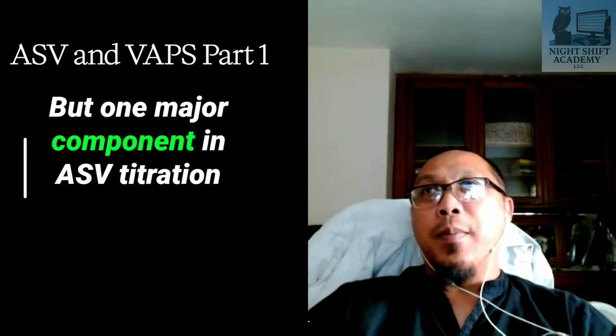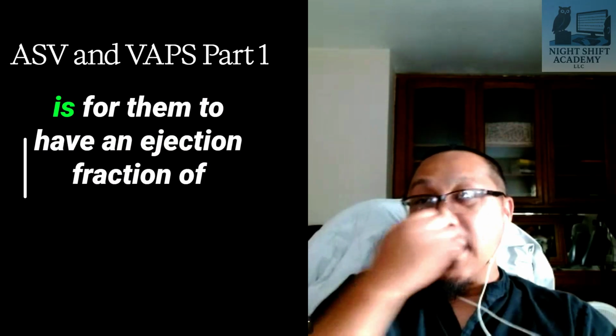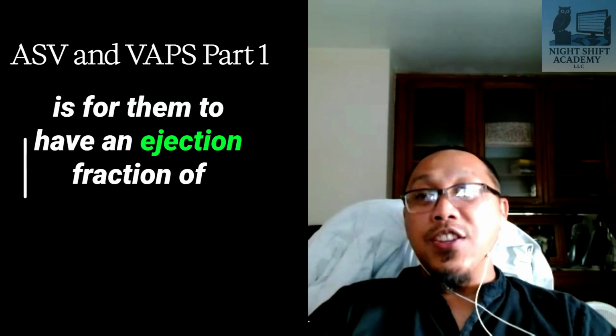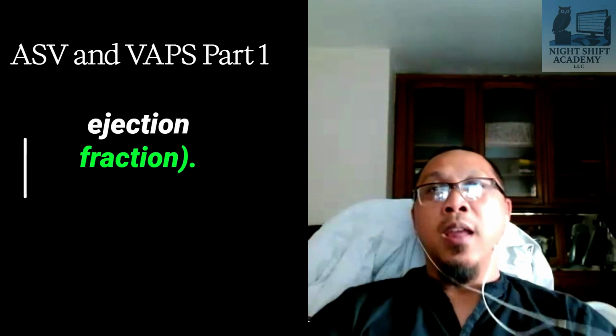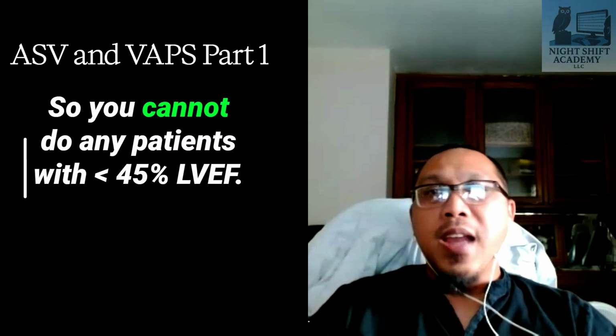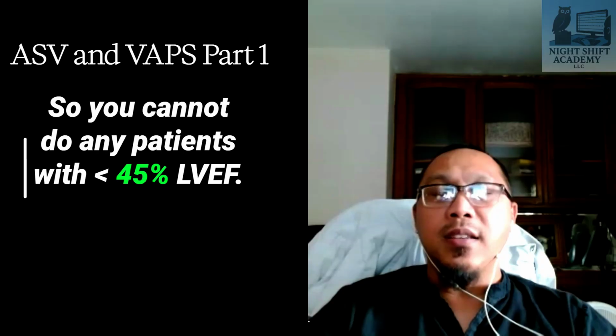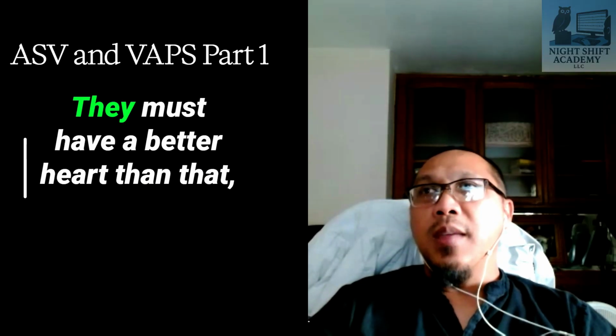And again, we have been discussing just ASV for close to 40 minutes. But one major component in ASV titration is for them to have an ejection fraction of better than how many percent? Anybody remember? 45%. Okay, very good. So you cannot do any patients with less than 45% left ventricular ejection fraction. They must have a better heart than that.